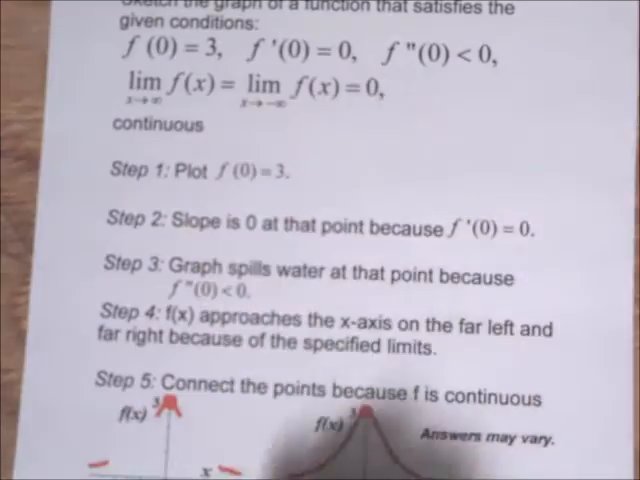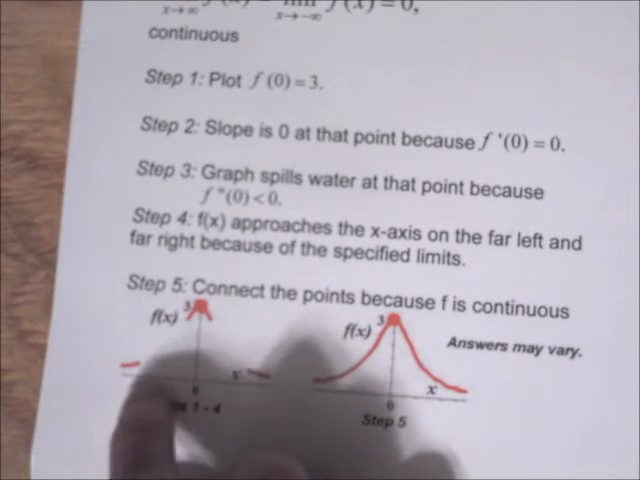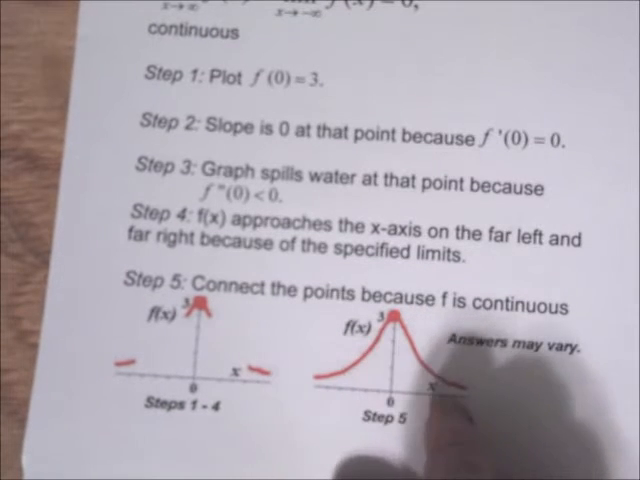Also the limit as x goes to plus or minus infinity is equal to 0. So as x gets large in absolute value at either extreme, the slope gets closer and closer to 0, and then connect the points in a continuous manner.